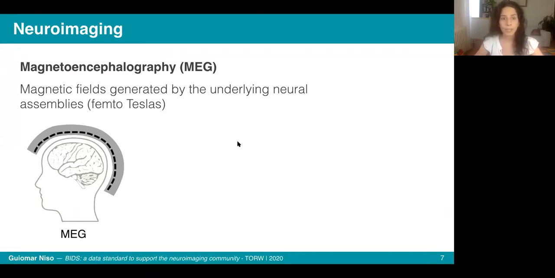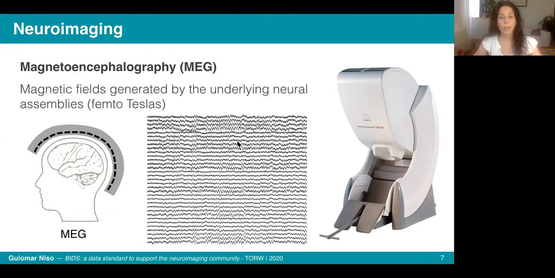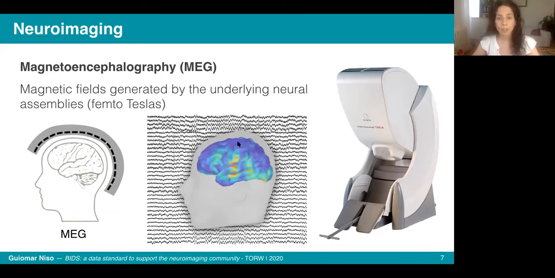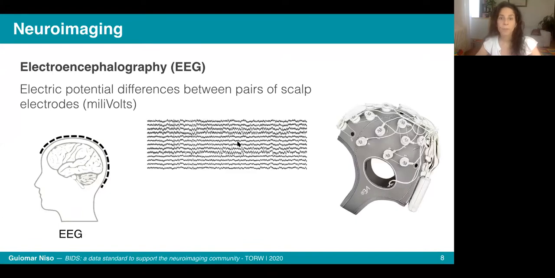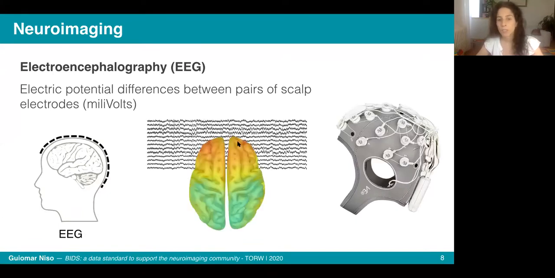And MEG is an electrophysiological technique, but it can also be considered neuroimaging. It detects the magnetic fields generated by the underlying neural assemblies in the brain. So we have these kinds of signals, like brain oscillations, that can also be mapped onto the surface of the brain. And the same happens with EEG, which detects the electric potential differences between pairs of scalp electrodes, and also gives you time series that can also be mapped to the cortex surface.